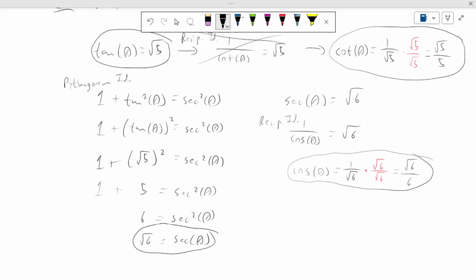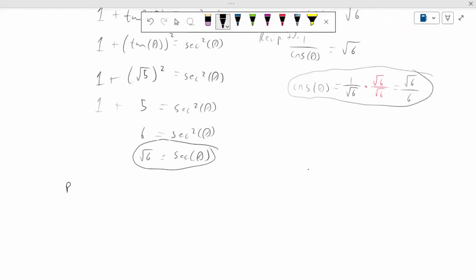All right, so I have cosine of theta. Let's find out what sine of theta is using, again, a Pythagorean identity. We have sine squared of theta plus cosine squared of theta is equal to 1. That's my Pythagorean identity. I know that cosine of theta is 1 over the square root of 6, so cosine squared of theta will be equal to 1/6, just by squaring this.